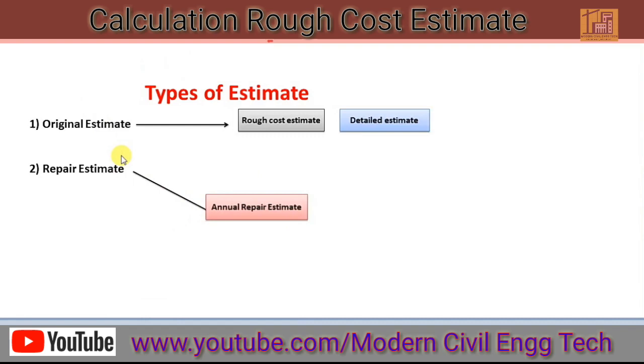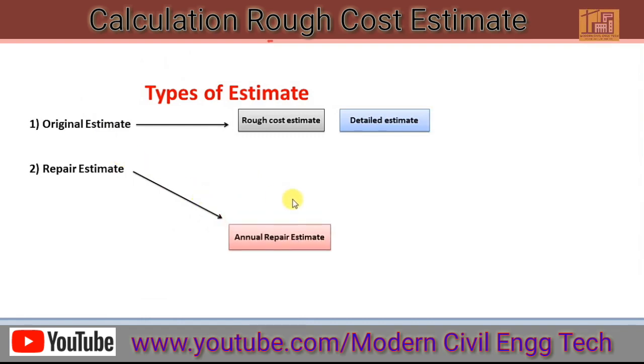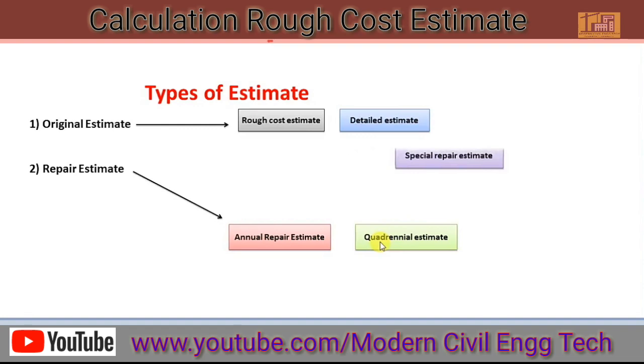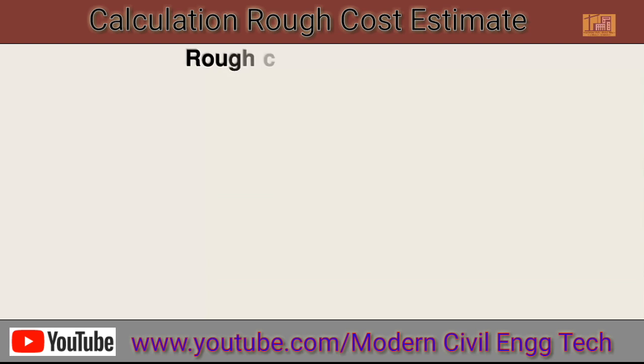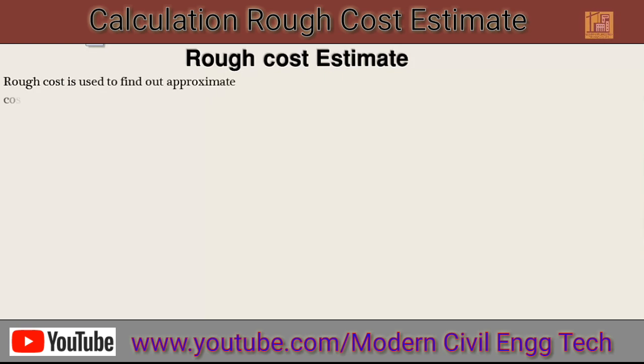Repair estimate can be divided into three categories: annual repair estimate, quadrennial estimate, and the third one is special repair estimate. But we will discuss only rough cost estimate. What is rough cost estimate? Rough cost estimate is used to find out the approximate cost of a project in minimum time. This is the simple definition of rough cost estimate.